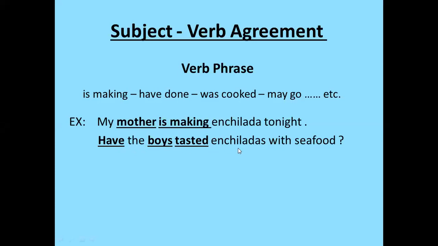Have the boys tasted enchilada with seafood? So the simple subject is boys, and here we have tasted. This is the verb phrase, the helping verb and the main verb. So this is why we used have, not has, because the subject here, boys, is plural.